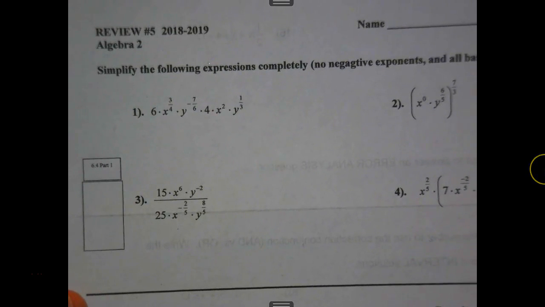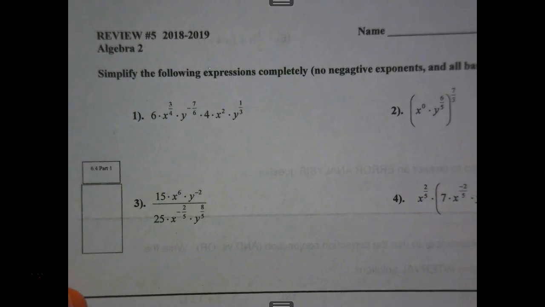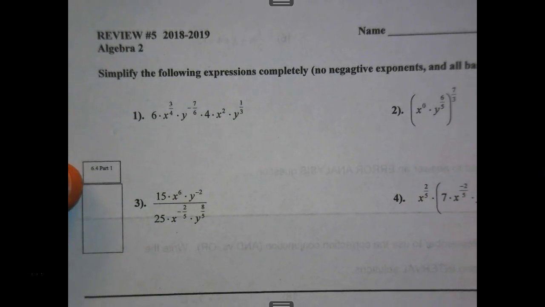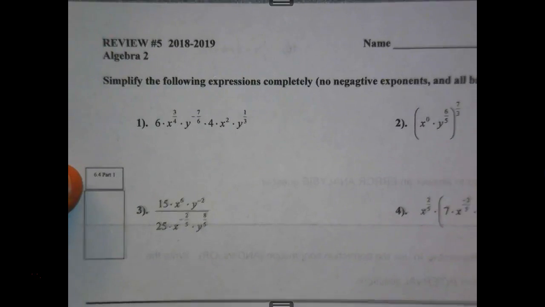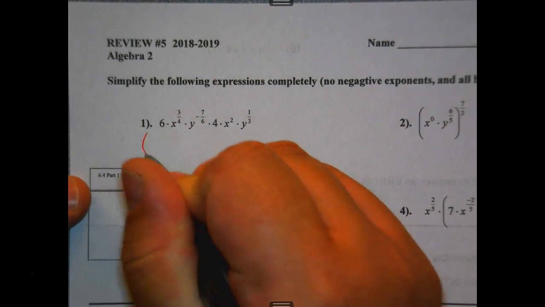So let's see. Number one, this is 6.4 part one, which is rational expressions, right? Okay. If I have a mess like this, what's the easiest way to do this? I would group them, right? I would group my terms.